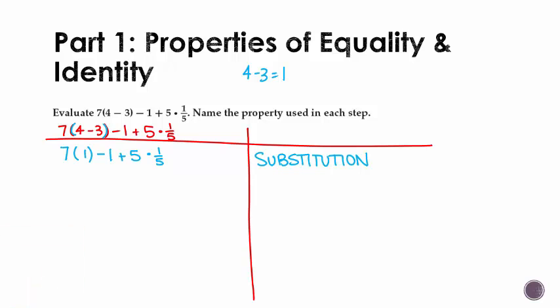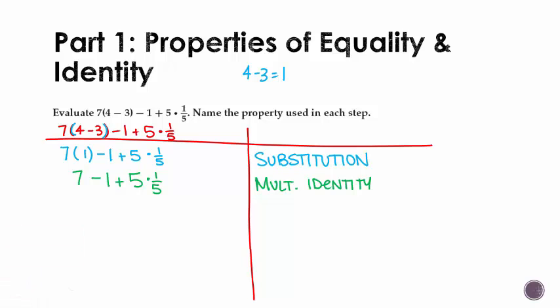So next step, next thing I'm going to do, this grouping symbol is only serving the purpose of multiplying now. So I'm going to multiply. 7 times 1 is just 7. I'm going to rewrite everything else exactly the same because we're writing down the steps. And the reason I know this is because of the multiplicative identity. I know that any number times 1 is going to give me that exact same number.